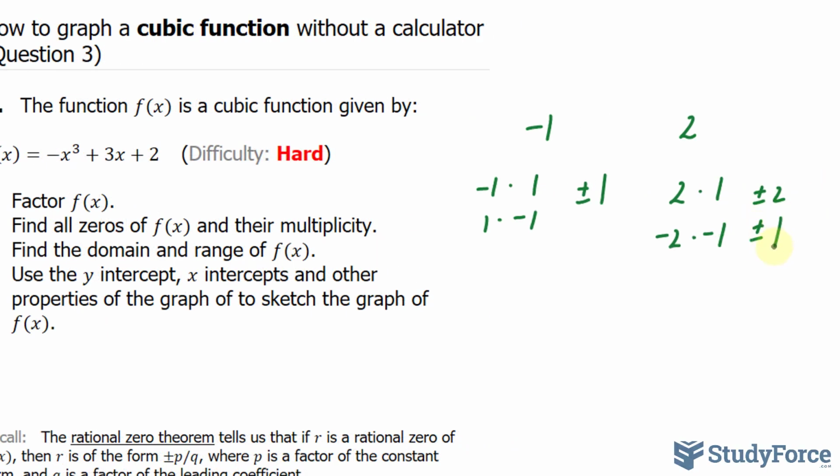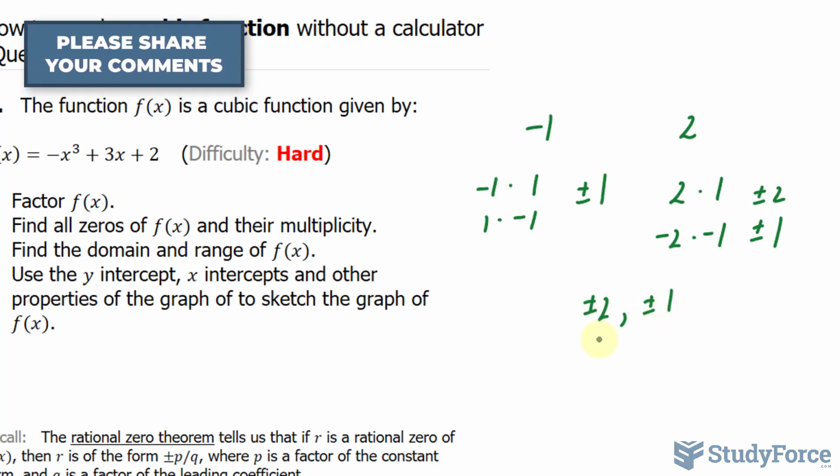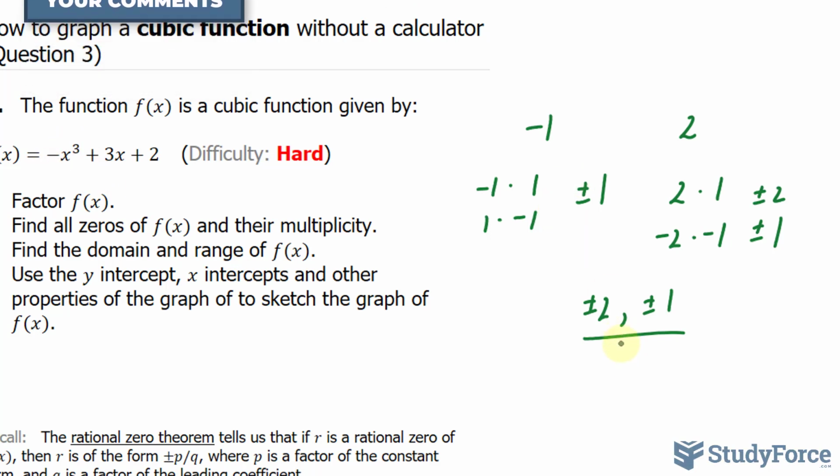plus minus 1. So next what you do is you take these numbers, plus minus 2 and plus minus 1, and you divide them with the multiples of the leading coefficient, plus minus 1. And eventually you should end up with the numbers plus minus 2 and plus minus 1. So all the quotients that you would get dividing these numbers out would give you plus minus 1, plus minus 2.